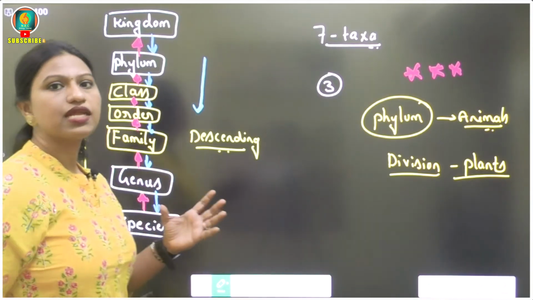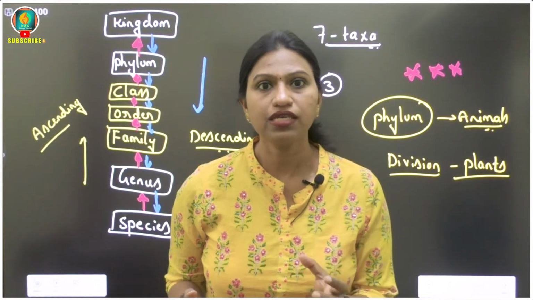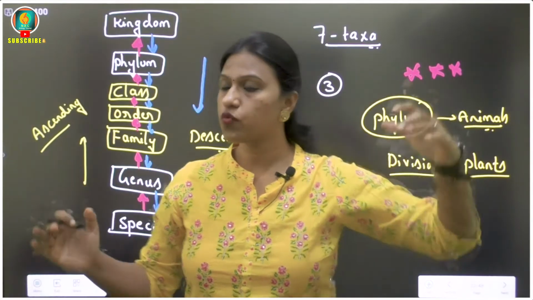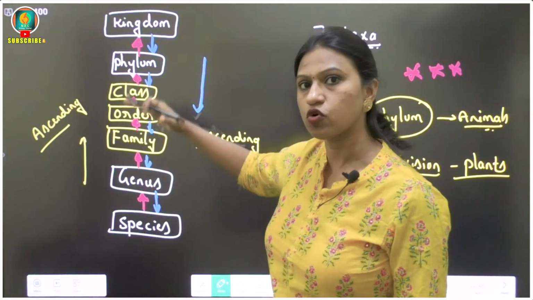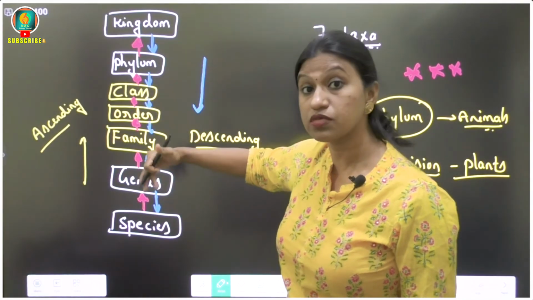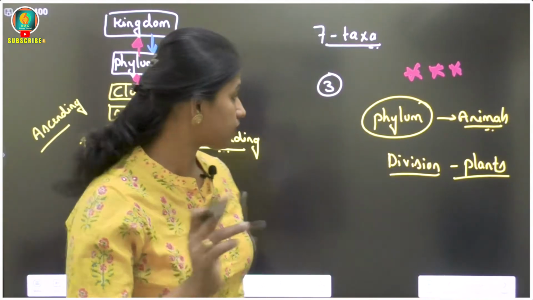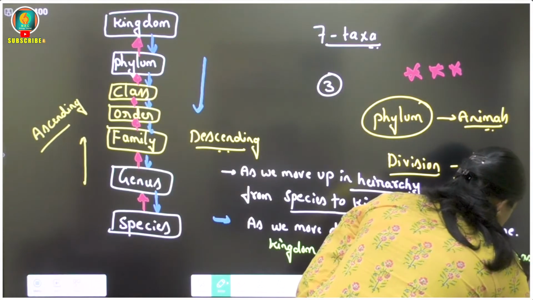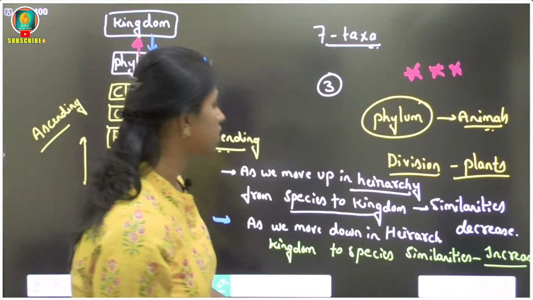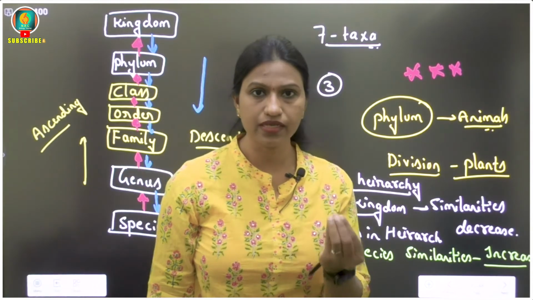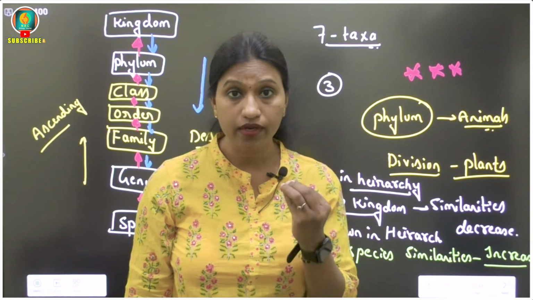So let us understand the meaning of this taxon. Why should I consider species as the smallest group, or kingdom as the biggest group? As we move up, the similarity decreases. As we move down, the similarity increases. That is also important. Mention this line. See, these are important lines. Whatever lines I am writing on the board or telling, these are very important.